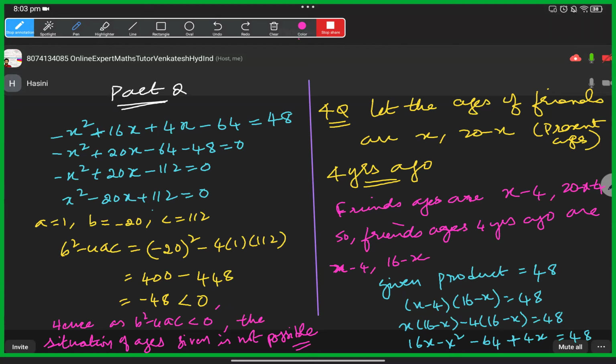No real values of x, Hasni. Hence, as b square minus 4ac is less than 0, the situation of ages given is not possible.